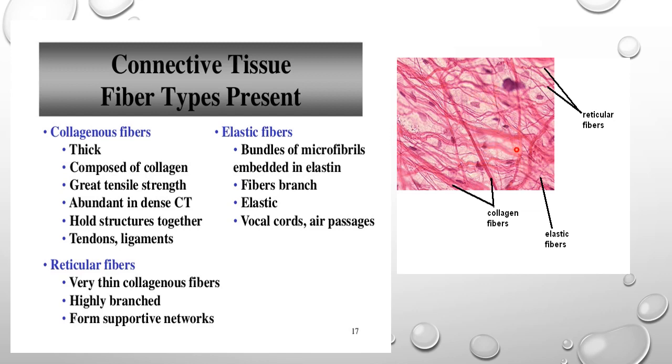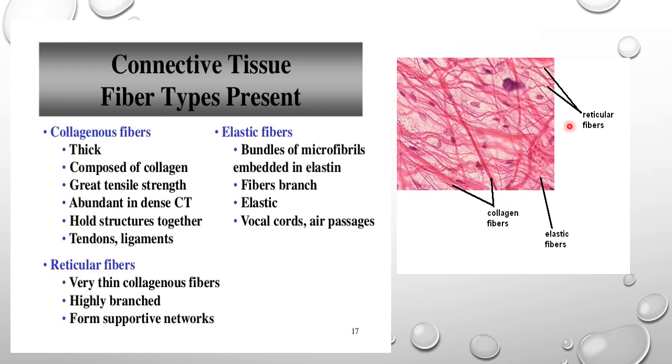They are long, cylindrical and thinner than the collagen, and they are branching and they have an elastic component in them. So they are present in the vocal cords and the air passages, and the protein of the microfibrils which are present is the elastin, which gives it a yellowish appearance.